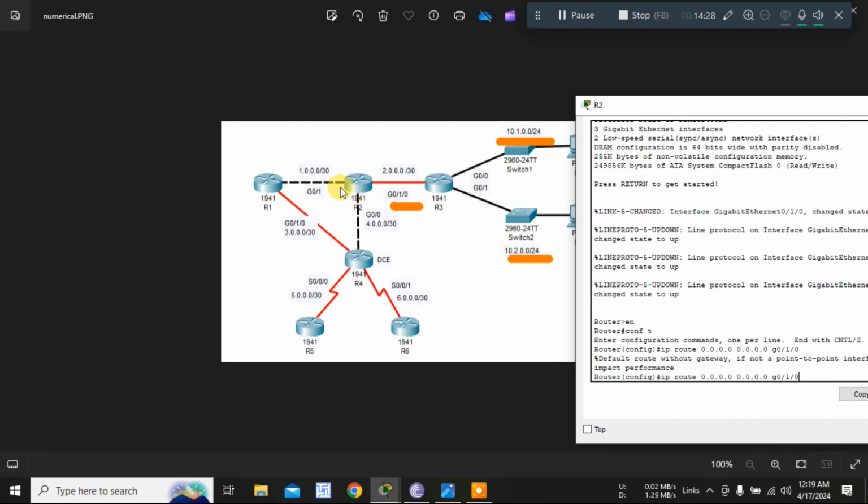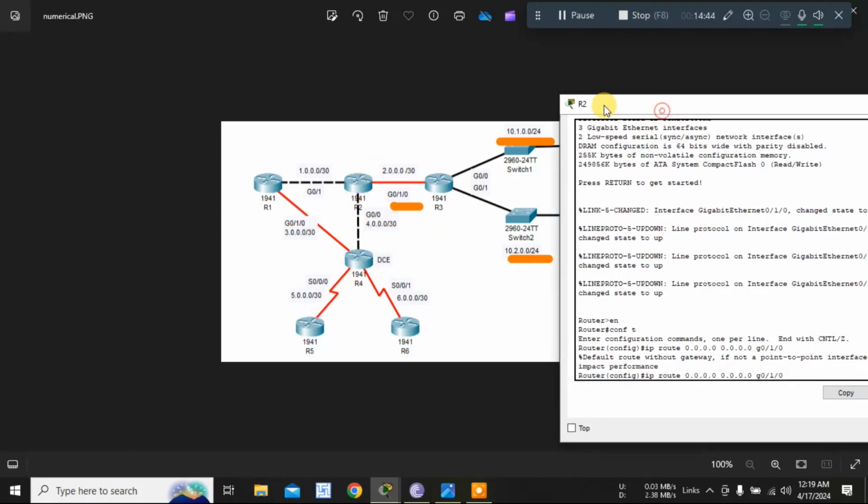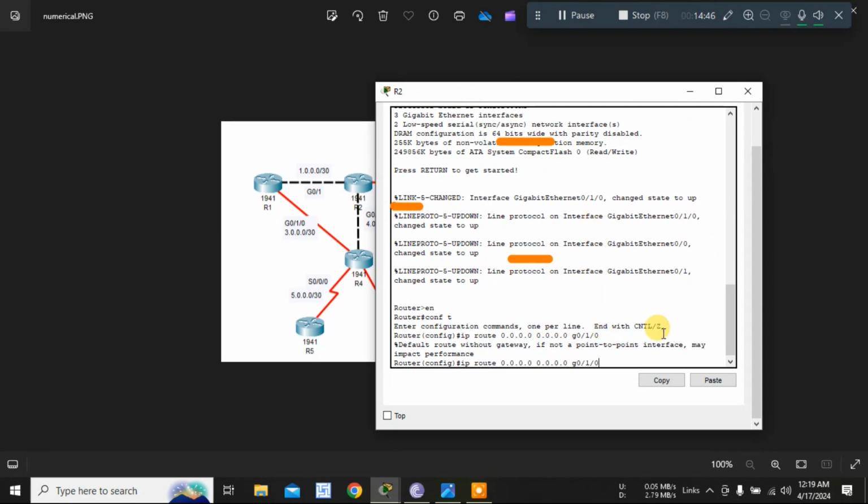Now this one is directly connected, I don't have to do. Then I have to do for 4. See, this router will pass to this one and this one and this one via this gigabit Ethernet 0/0. So I will provide gigabit Ethernet 0/0.